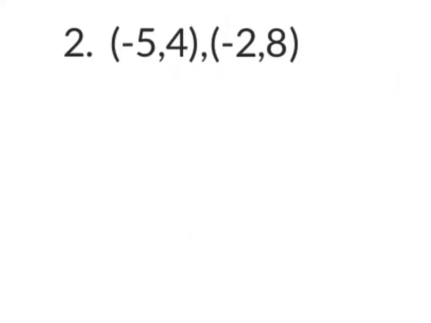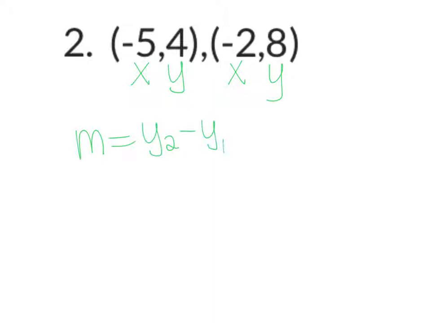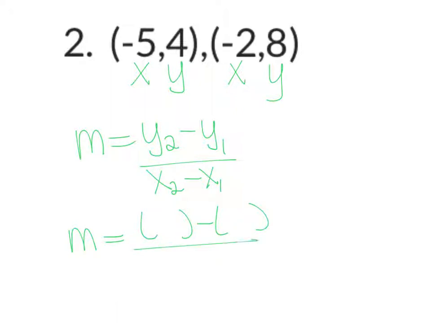So I'm going to go ahead and label them. So this is my x value, this is my y value, and this is my x value, and this is my y value. And again, remember, it doesn't matter which one's 1s or 2s. Okay, so my formula is y sub 2 minus y sub 1 over x sub 2 minus x sub 1. Okay, and we're going to go ahead and put our parentheses so we can do a substitution. Okay, and now we got our 2 y values. Okay, so here are 2 y values. And again, it doesn't matter what order.